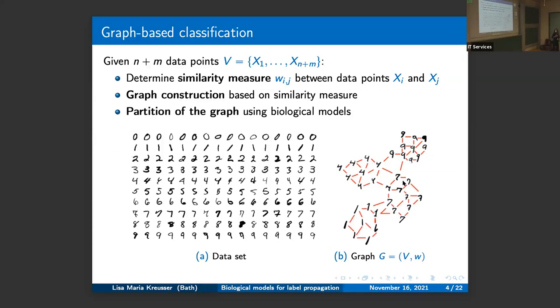And now, once we have constructed this underlying graph, the question is, how can we partition the graph using inspirations from those biological models?